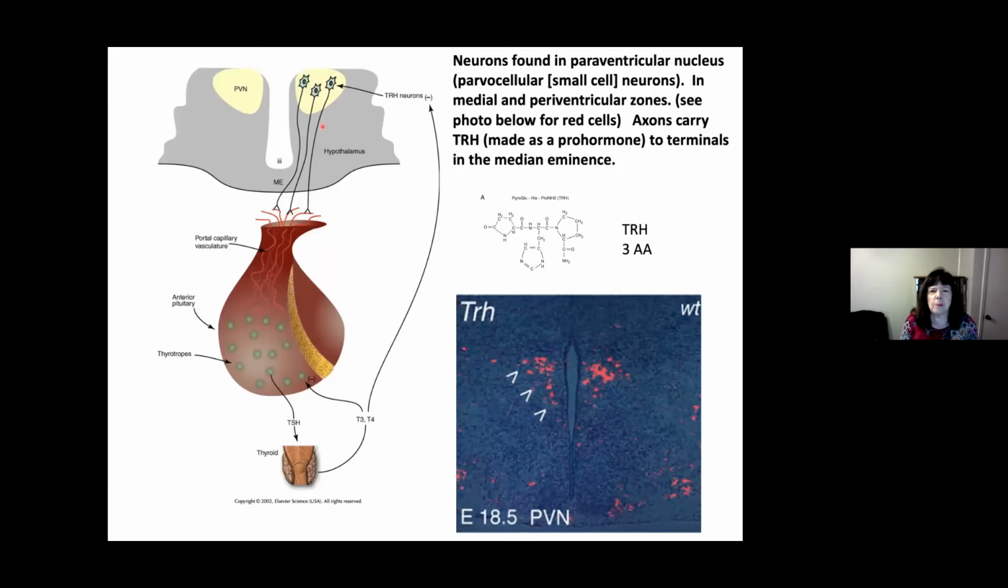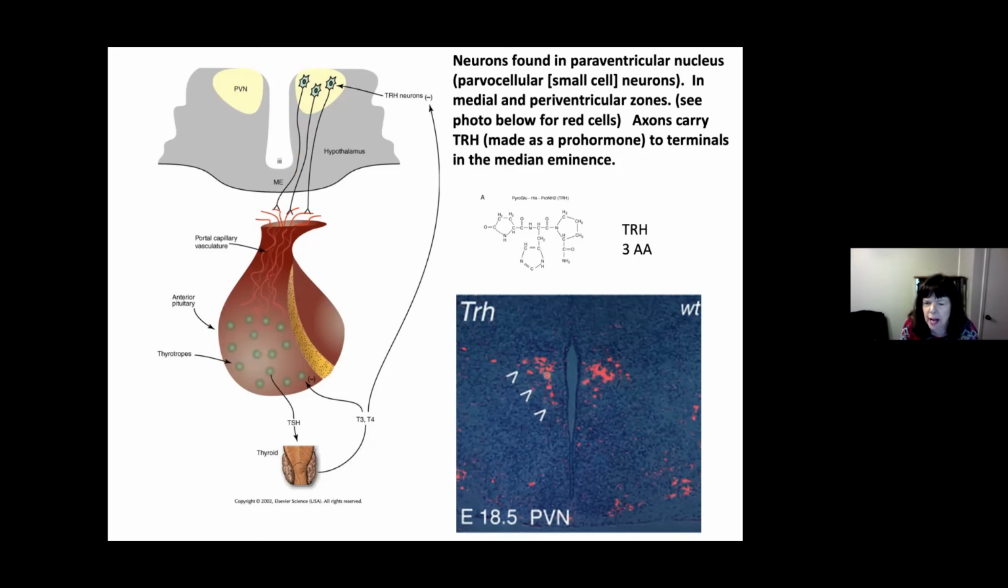Okay, this is just another picture of the periventricular nucleus. And the new information here is that the subsets of neurons in the periventricular nucleus that does this are small. So they call them parvocellular, small neurons. And again, this just shows the same picture. You see the axons going to the stalk median eminence and secreting into the anterior pituitary through these portal vessels.